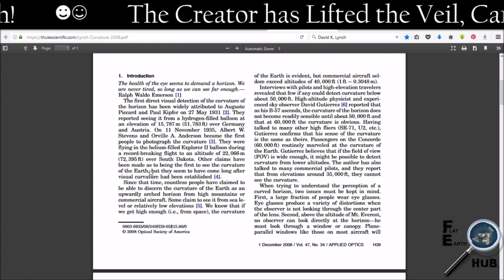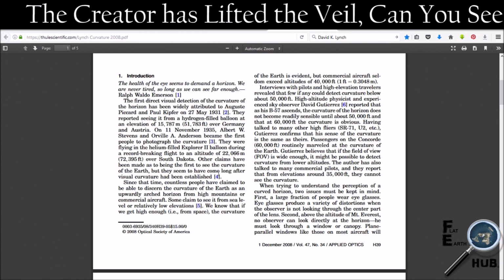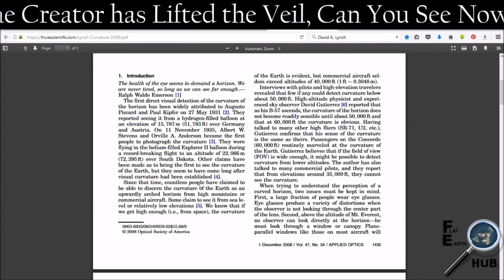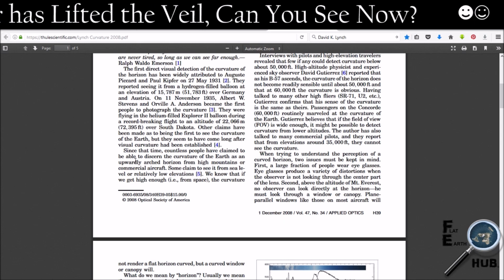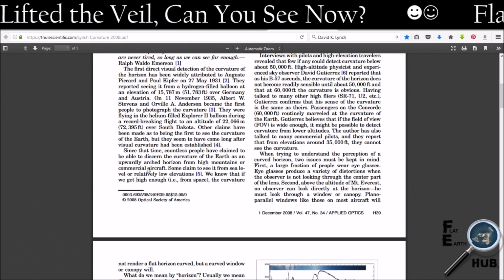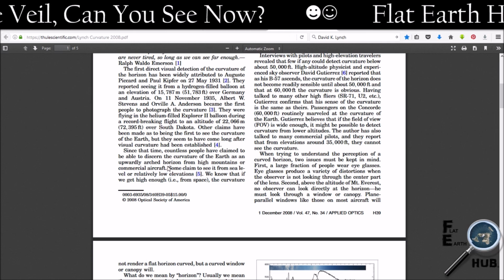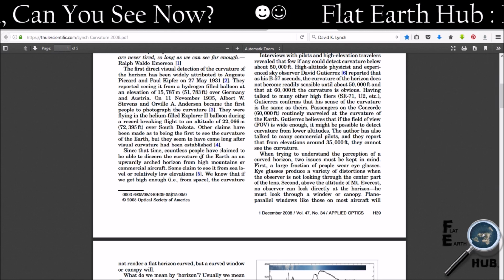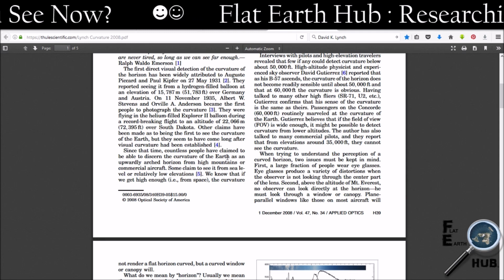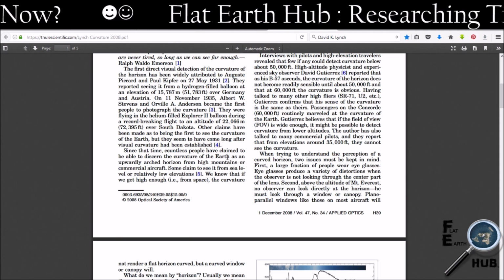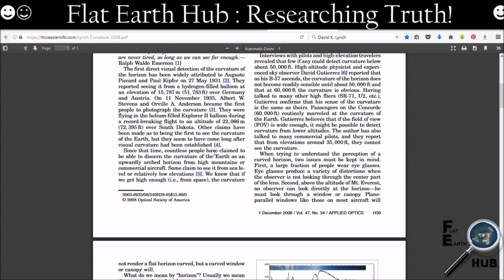Other claims have been made as to being the first to see the curvature of the Earth, but they seem to have come long after visual curvature had been established. Since that time, countless people have claimed to be able to discern the curvature of the Earth as an upward arched horizon from high mountains or commercial aircraft. Now that's quite interesting, because Piccard, as we all know, had said the same thing when he went up: that at the horizon the Earth seemed to curve up, not down, which you would expect if you're on a spherical Earth, right?